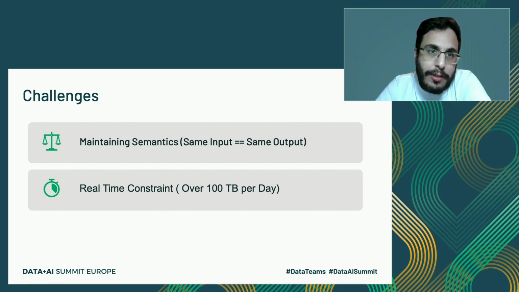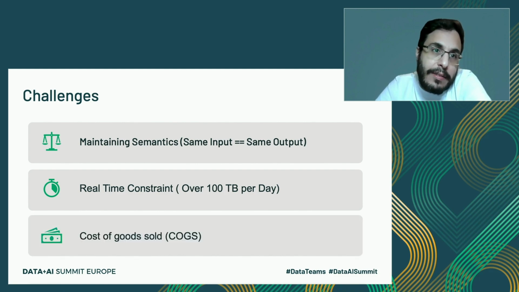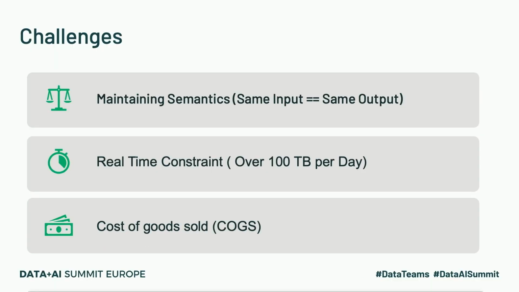In addition, we need to follow some real-time constraints. Some of our pipelines run on an hourly basis, some of them run more often, and we need every pipeline to finish in time. We cannot let a pipeline run more than 60 minutes if it is an hourly based pipeline. And the third challenge is, of course, cost. We cannot just spend as much as we want.